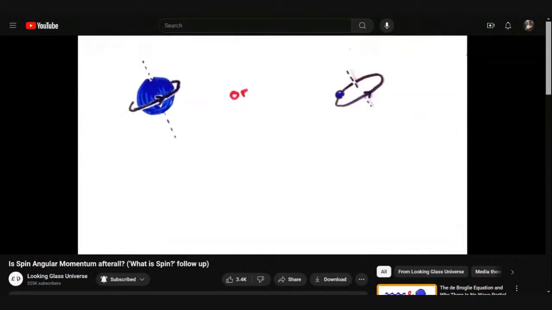We can represent angular momentum with an arrow. The length of the arrow represents how big the angular momentum is, so if we rotate the object faster, the arrow is bigger. The arrow also has direction, and this represents the direction the object is spinning. The arrow is always perpendicular to the plane the object is rotating in.